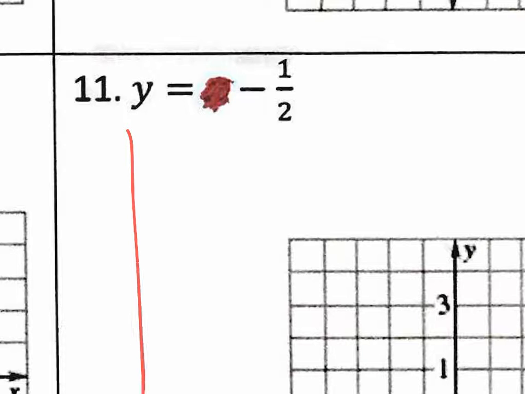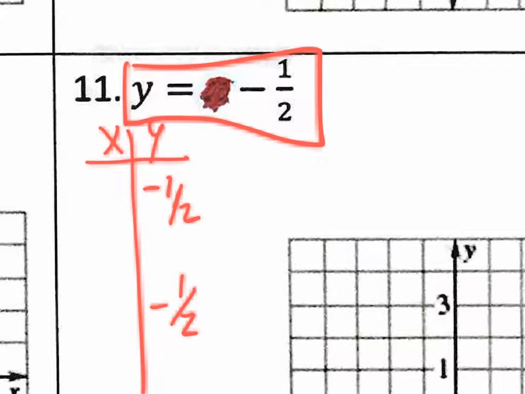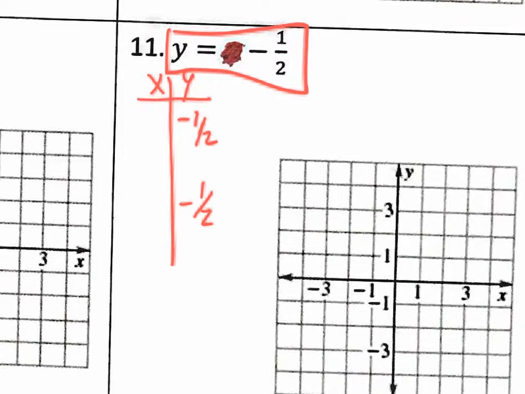So let's go to an XY table. The only thing that this equation cares about is that your y values are negative half. So let me do this. On the y side, I'm going to put negative half. On the x side, since there are no x's in this entire equation, it doesn't matter what you plug in for x. So you could plug in 0, 1, and 2, or you could plug in 0, negative 2, and positive 3, whatever you want.